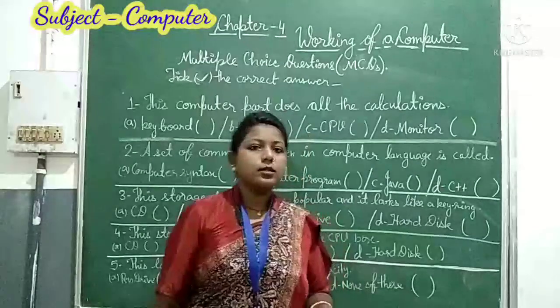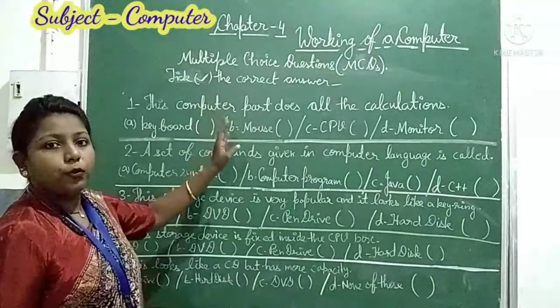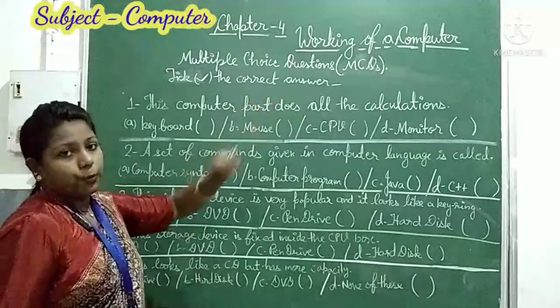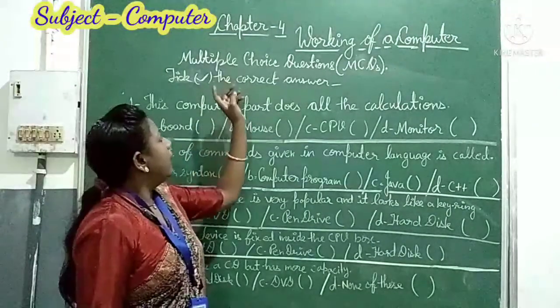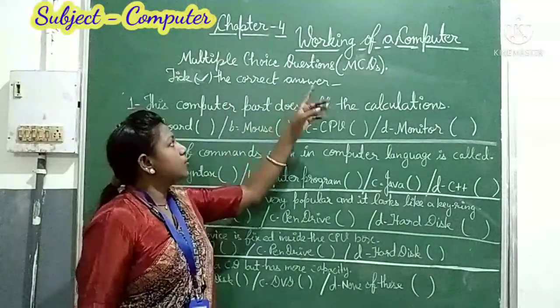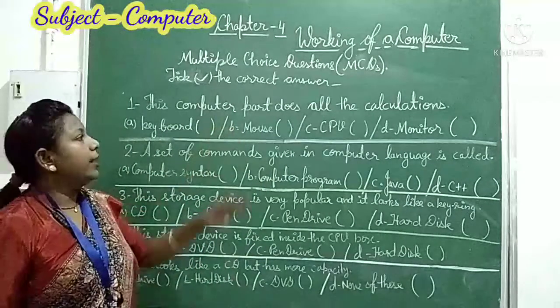So children, now let's start your chapter. Same chapter, chapter 4, and the chapter name is Working of a Computer. This is a book exercise, and your question is multiple choice questions, means MCQ type questions. Pick the correct answer.